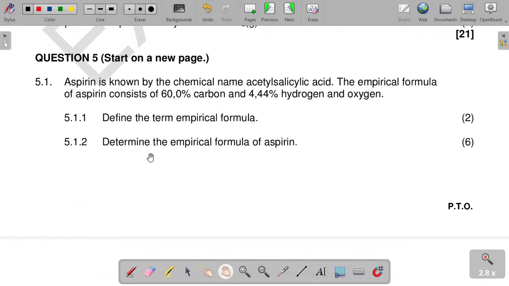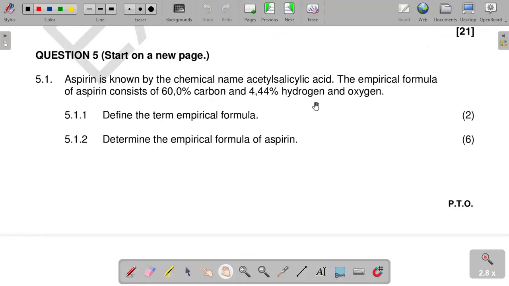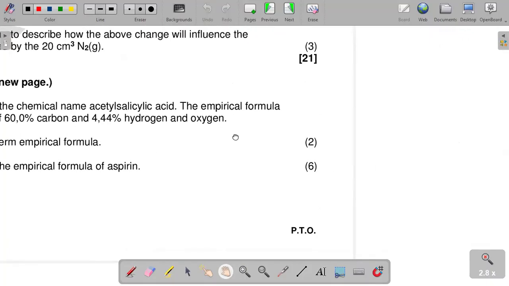Okay, so that's the end of 5.1.2. So we have to go to 5.2, which is on the next page. Oh, there is 5.1.3. They say if the molar mass of aspirin is 180 grams per mole, what is the molecular formula? Okay, so the molecular mass is 180, né?